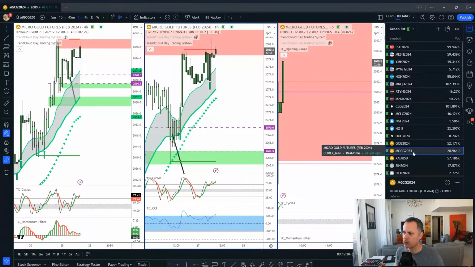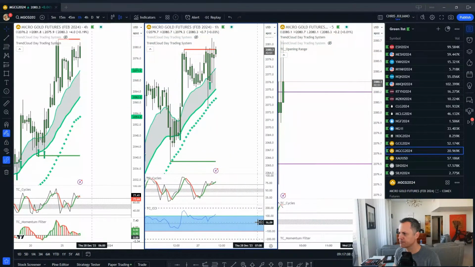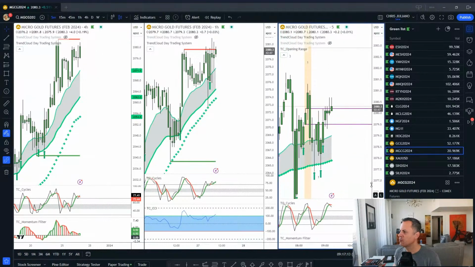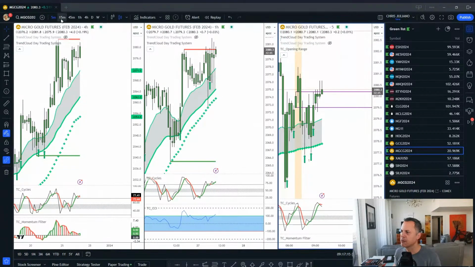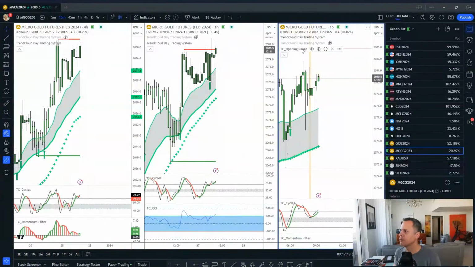All right, micro gold. Micro gold is already open. Let's clear the charts. And we're going to go over to the 15-minute chart here, and we're going to put the 15-minute opening range.